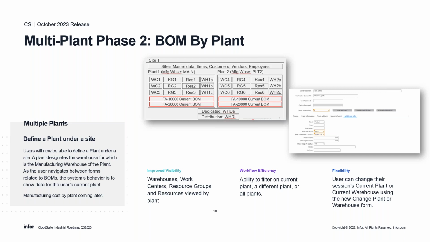So you do have these different bill of materials as needed. And then the warehouses, work centers, resource groups, and resources are viewed by the plant. And this allows the ability to filter on the current plant, a different plant, or all plants. And users can change their session's current plant or current warehouse using the new change plant or warehouse form. So there's an example of that form there.